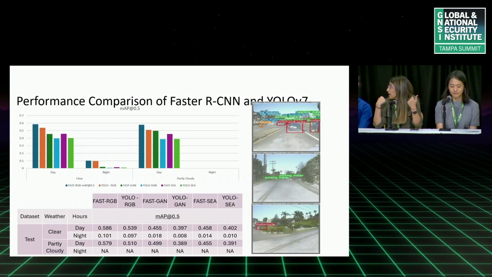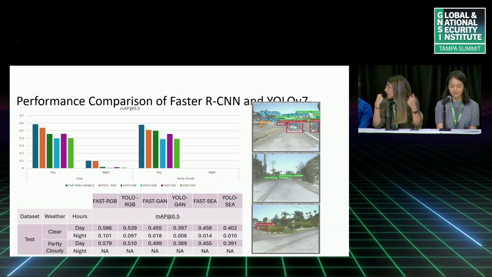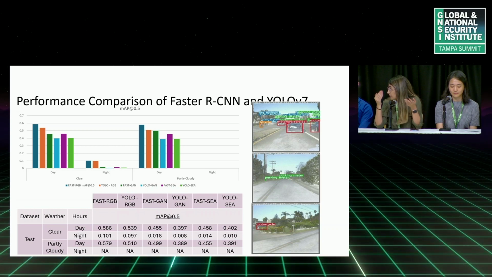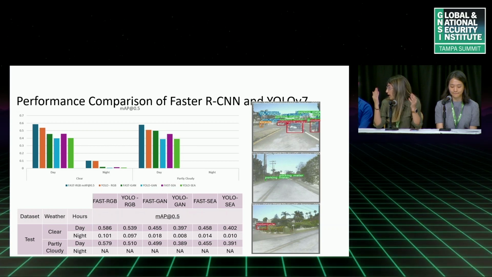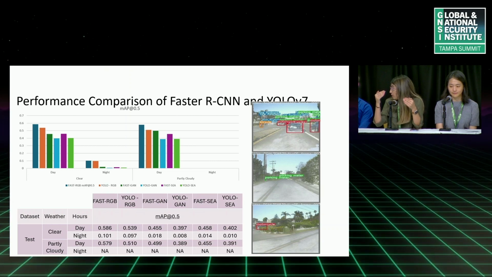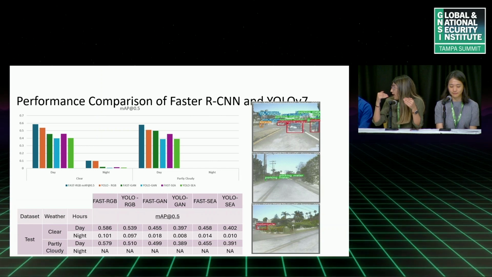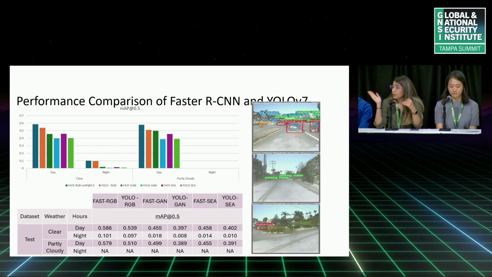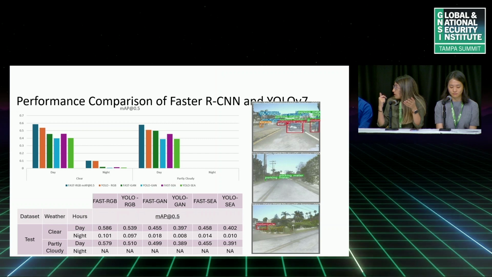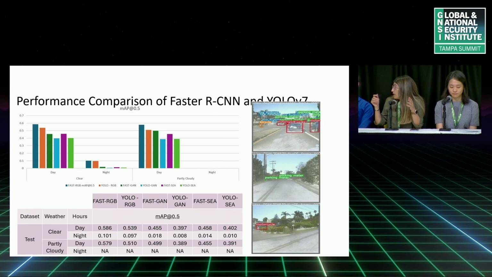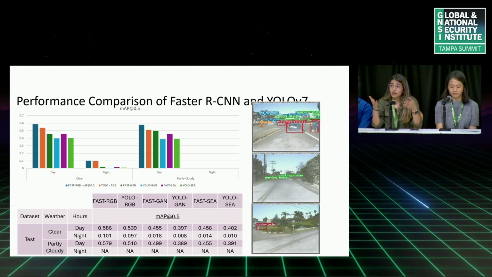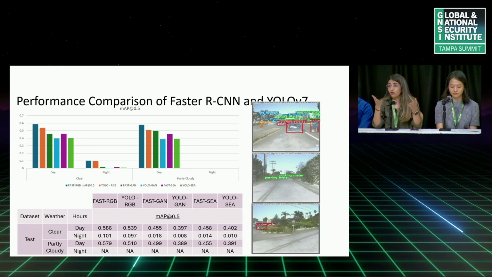As you can see here, we have the performance comparison of FastRCNN and YOLO V7. We did a sensitivity analysis based on the weather and hours. We have clear weather and partly cloudy weather, and for each weather, we have daytime images and nighttime images. The metric that you see here is mAP 0.5, which is the mean average precision for detecting objects in the images. Based on the results that we have so far, we see that for the FLIR data set, FastRCNN is working better than YOLO V7 overall.